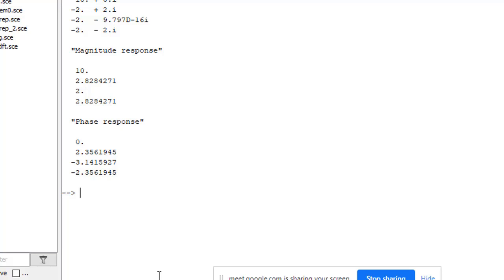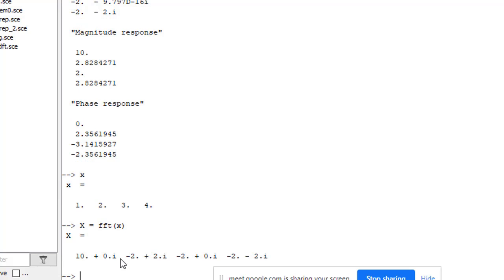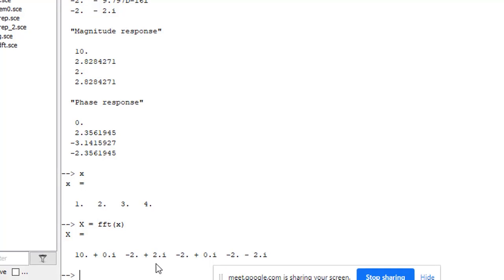Basically, if I have a sequence x which is 1, 2, 3, 4, and I want to find its 4-point DFT, it is just capital X is equal to FFT of small x of n. So the time domain sequence x of n has to be passed inside the FFT algorithm so that I get the frequency domain signal X of k. If I hit enter, I should get 10, minus 2 plus 2j, minus 2, and minus 2 minus 2j.